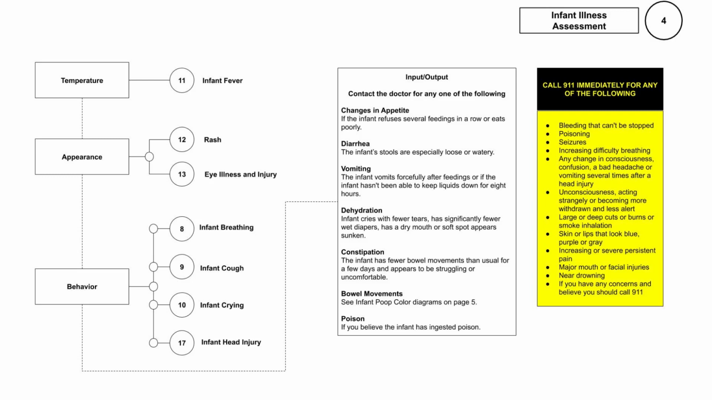And if you have any concerns at all, if your spidey sense is telling you that there is something wrong with the infant, your spidey sense is telling you, I need to call 911, then do exactly that. Call 911. So this checklist found on page 4, the infant illness assessment flow diagram, is an excellent flow diagram that you can run anytime that you think that your infant is ill.